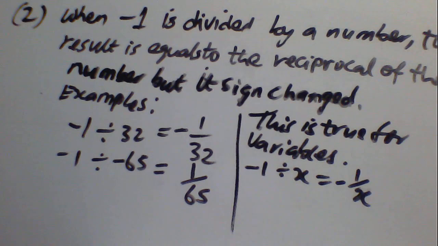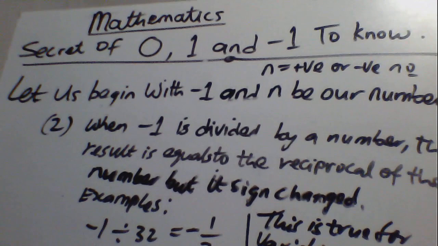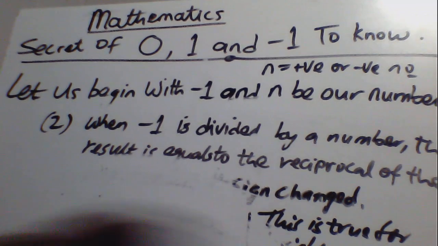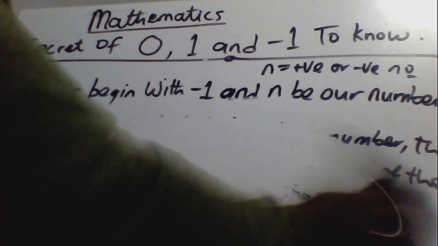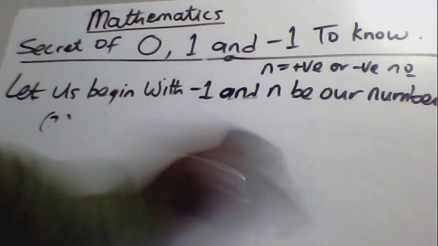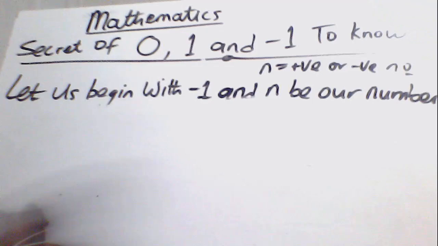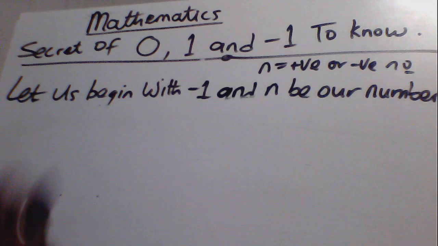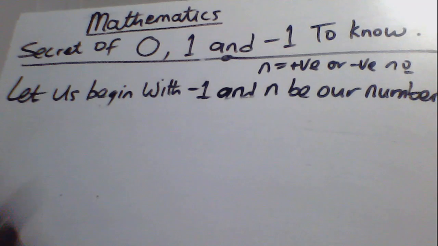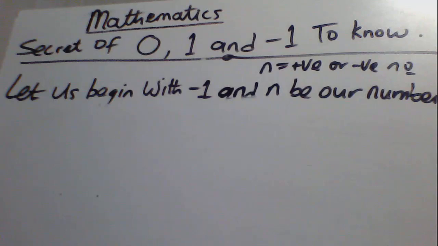So let's look at the third secret you have to know about minus 1. The third secret is, when a number is divided by minus 1, the result equals the number, but its sign changes. When a number is divided by minus 1, the result is equal to the number, but its sign changed.